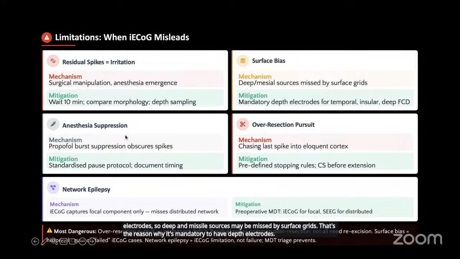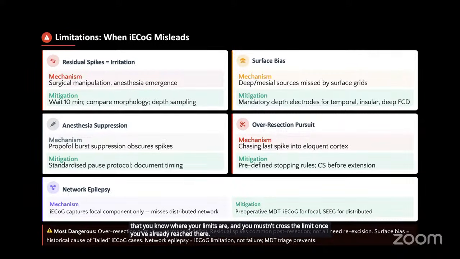Anesthesia suppression happens frequently, especially if the anesthesia is not controlled well. And because of this, the spikes may be obscured. We have to have a standardized anesthesia protocol, and the anesthesia must be taken off before we start monitoring, at an appropriate timing. There is always the worry about over-resection, trying to chase the spike into eloquent cortex. So there must be predefined stopping rules so that you know where your limits are, and you mustn't cross the limit once you've already reached there.